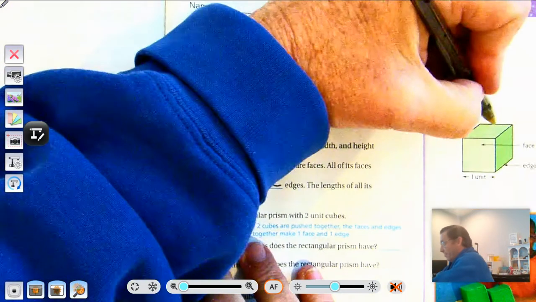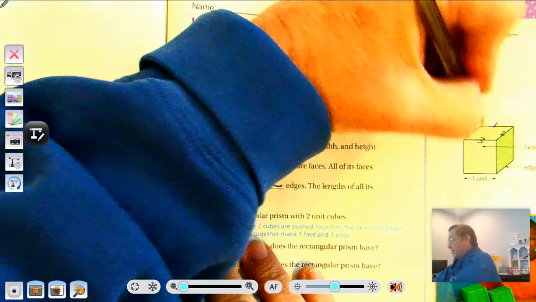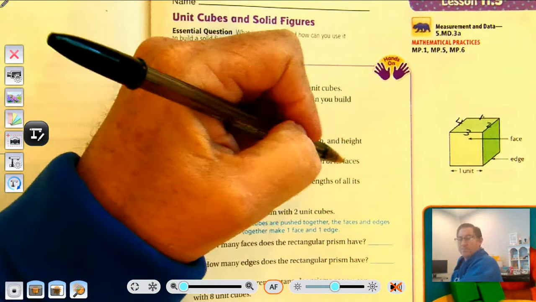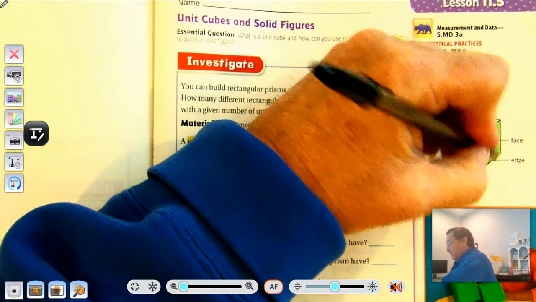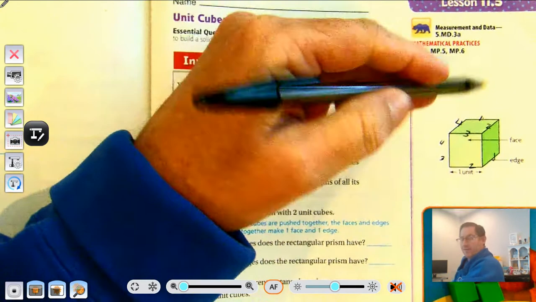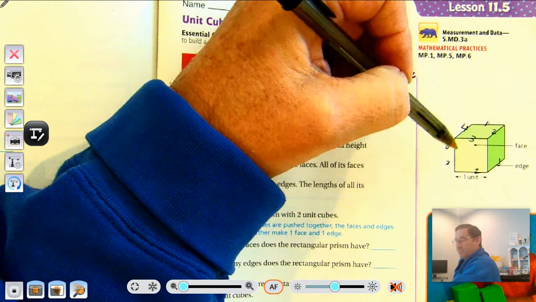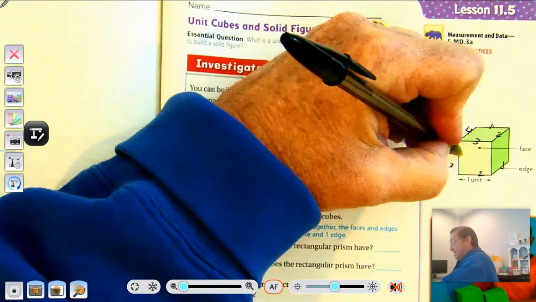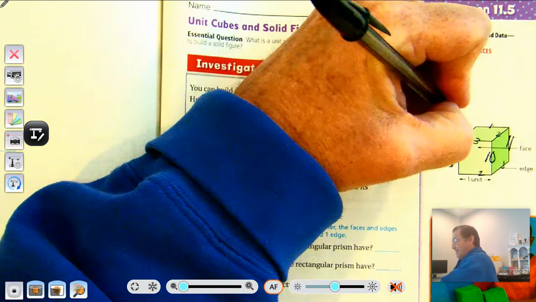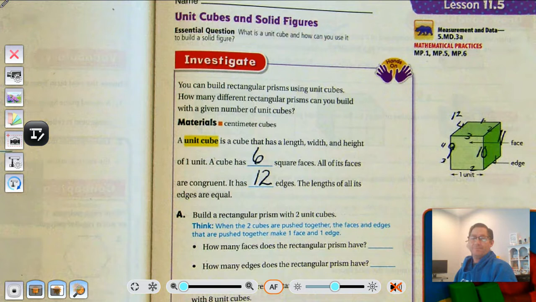Okay, we have 1, 2, 3, 4 on the top. You also will have 4 on the bottom. So 1, 2, and then we can't see 3 and 4, but they're there, right? Because if there's these 4 up here, the bottom is exactly the same. So there's 8, 9, 10, 11, and then the 12th one will be on the other side. Okay, so 12.